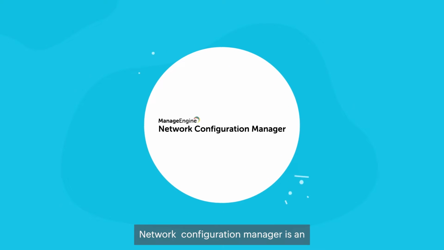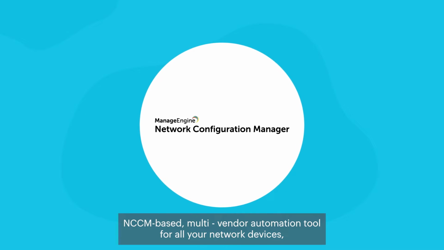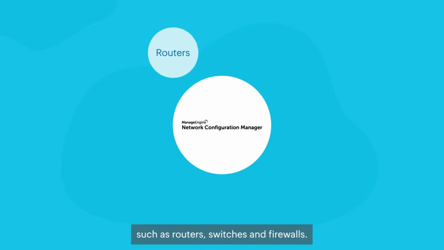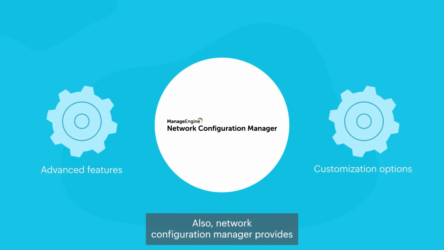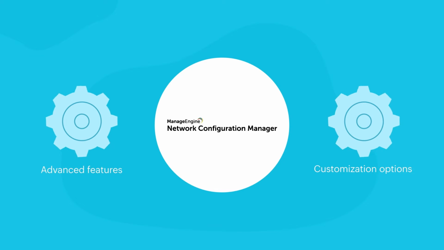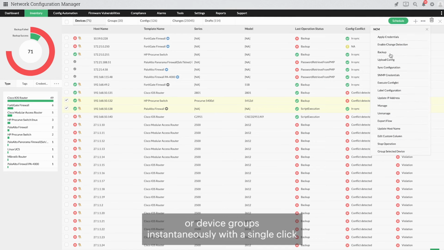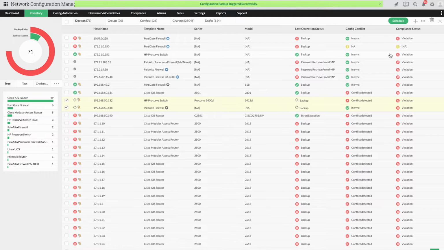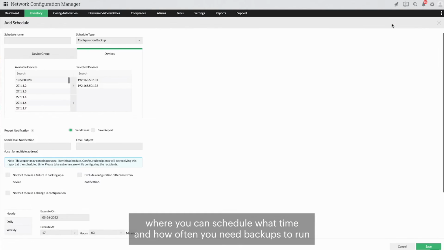Network Configuration Manager is an NCCM-based multi-vendor automation tool for all your network devices such as routers, switches, and firewalls. Also, Network Configuration Manager provides advanced features and customization options. It allows you to create configuration backups for any number of devices or device groups instantaneously with a single click. It also provides a scheduling feature for backup, where you can schedule what time and how often you need backups to run.